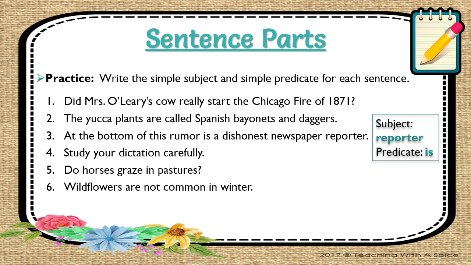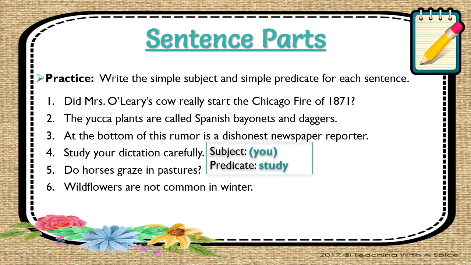Number 3, subject is reporter, and predicate is. It's not bottom or rumor is, the reporter is. This one could be tricky, but here you had to make sure you didn't choose one of the nouns that's in a prepositional phrase. That wouldn't work. So the only thing that's left to go with would be reporter. Reporter is. Okay, number 4. This is an imperative sentence. Your predicate is study. That's the action, so your subject is understood you.